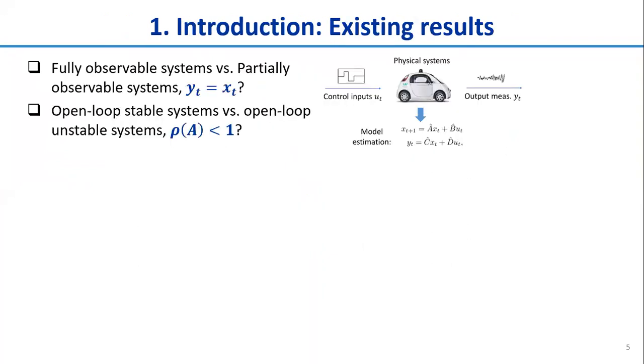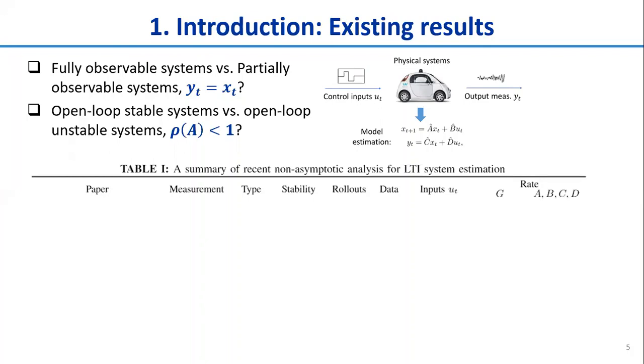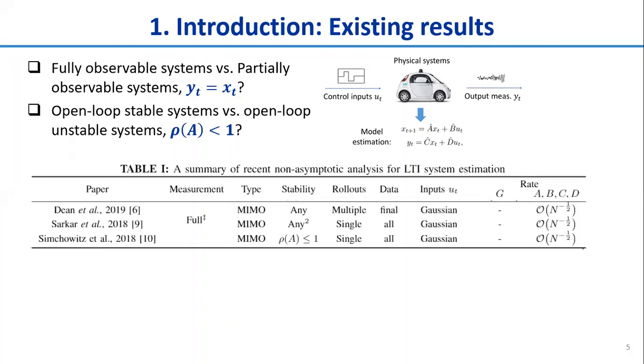To build some non-asymptotic guarantees, the existing results typically impose some assumption on the underlying systems. For example, some results require directly measuring the system state. If we have a direct measurement of the system state, that is y_t equal to x_t, we call the system fully observable. Otherwise, the system is called partially observable.